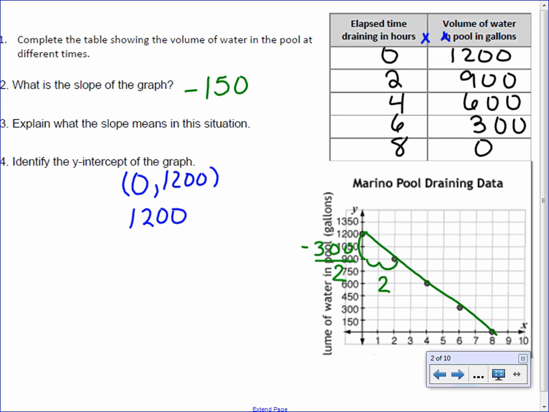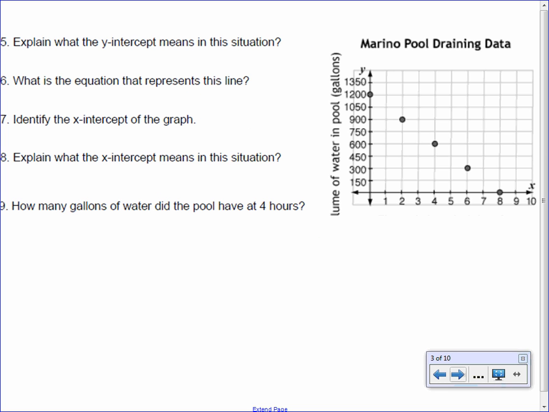Let's continue. So on question number 5, it says to explain what the y-intercept means in this situation. Well, it says at 0 hours of draining the water from the pool, we had 1,200 gallons of water. It says what is the equation that is represented by this? Well, we already have our slope. We already have our y-intercept. So it's very easy for us to write our equation.